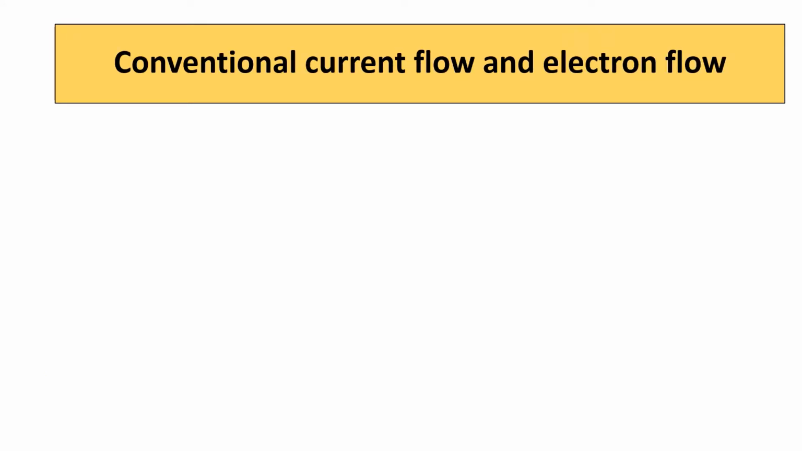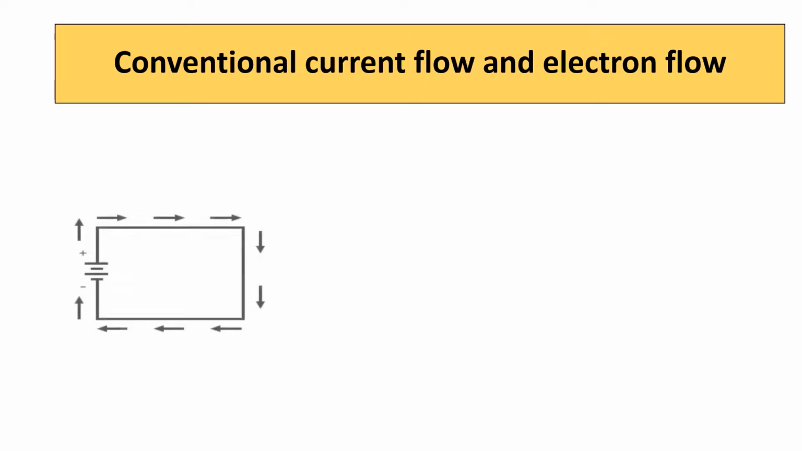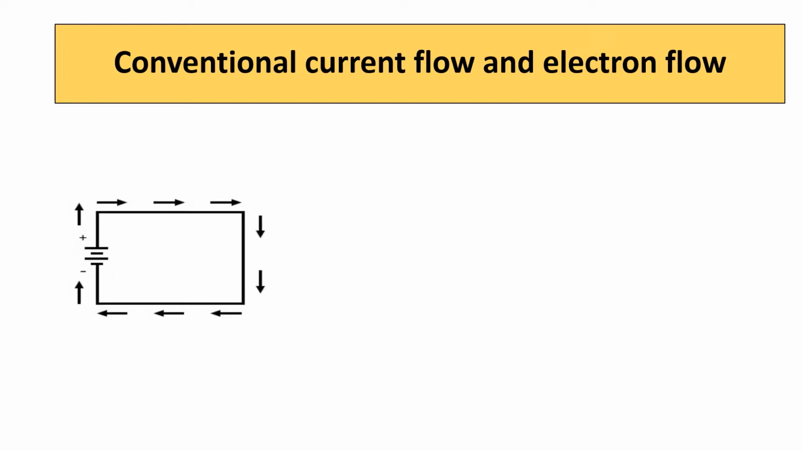What do you mean by conventional current flow and electron flow? For a conventional current flow, look at this diagram. This is the positive terminal of the battery and this small line represents the negative terminal of the battery. The current is flowing from the positive terminal towards the negative terminal. This is the conventional current flow.